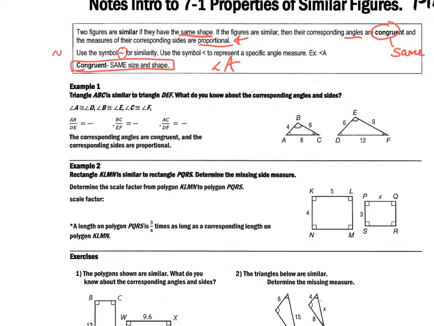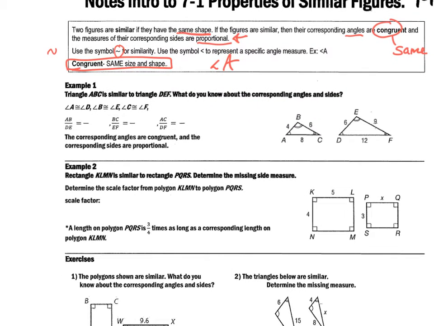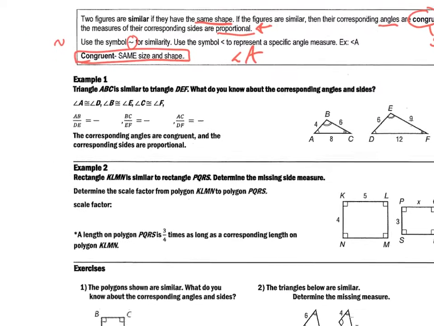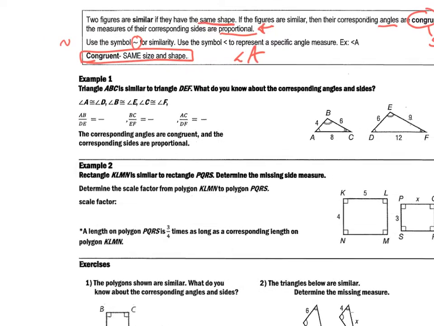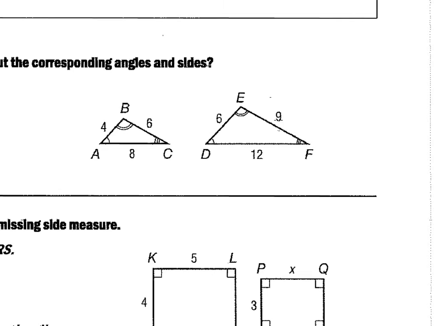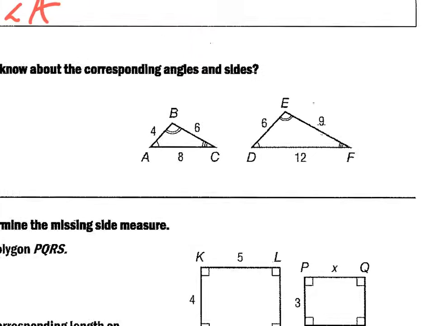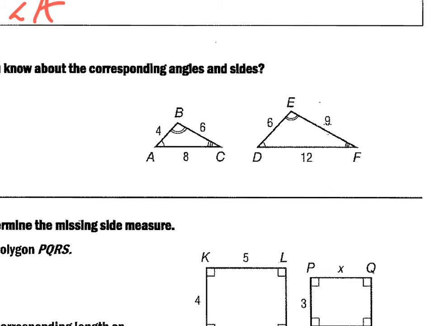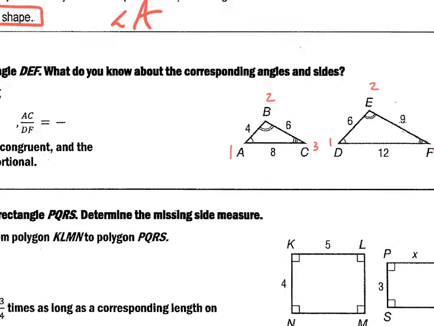So let's look at example 1. Triangle ABC is similar to triangle DEF. What do you know about the corresponding angles and sides? So a couple of ways to do this. When they give you these little rings on the angles, I like to number them. So like there's 1 ring here, 2 here, 3 here, 1, 2, 3.